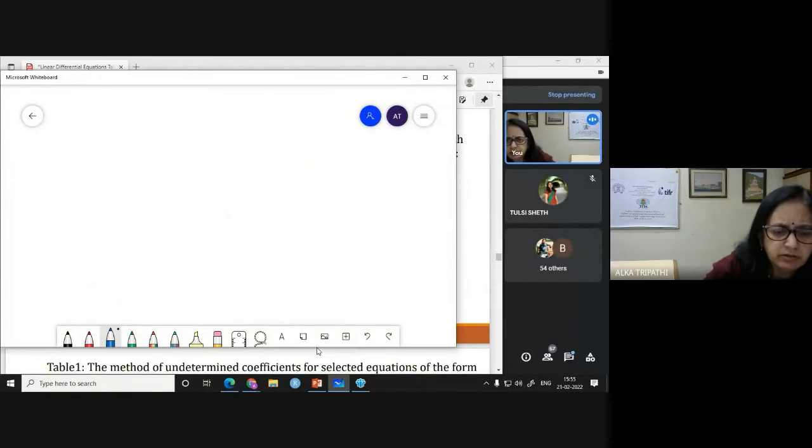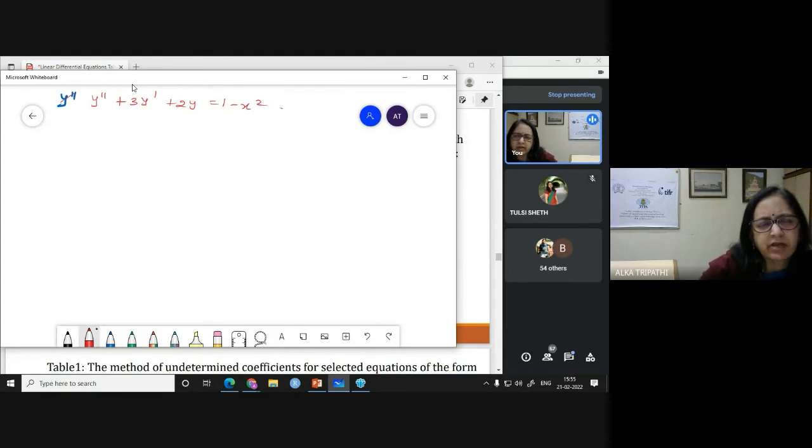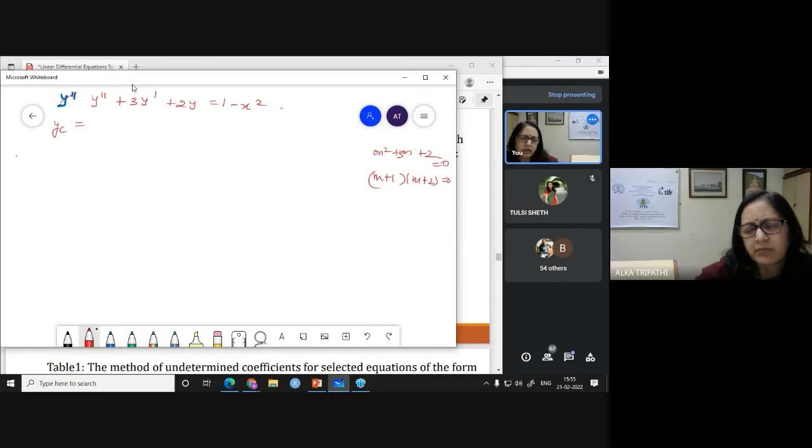Say, let me write it here. My equation is y double dash plus 3 y dash plus 2y equal to 1 minus x square. First I will write the yc value. The auxiliary equation is m square plus 3m plus 2. So (m plus 1)(m plus 2) is equal to 0. m is equal to minus 1, minus 2. So yc is equal to c1 e to the power minus x plus c2 e to the power minus 2x.